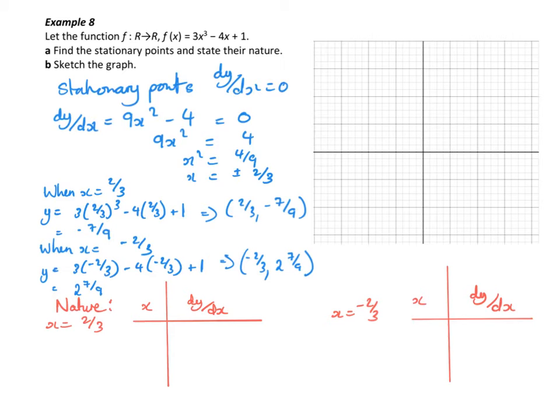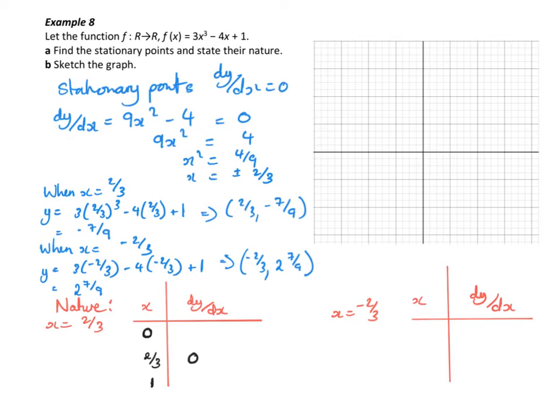So when we're looking at the nature, we're interested in the x value of the stationary point. So for the first one, it's when x is equal to 2/3. And we know that when x is equal to 2/3, the gradient is equal to 0, because that is our stationary point. Now we want to think of a value just a little bit smaller than 2/3. So we could probably use x equal to 0 to make it easy for ourselves. And we want a value just a little bit bigger than 2/3, so let's use 1. Again, whole numbers will make it easier.